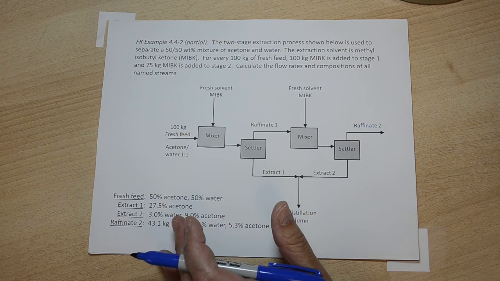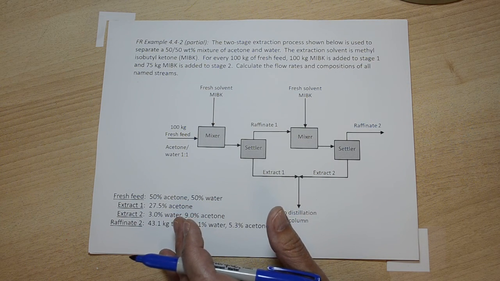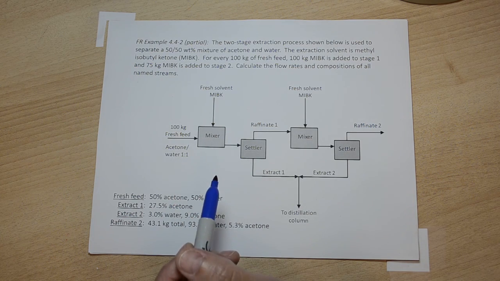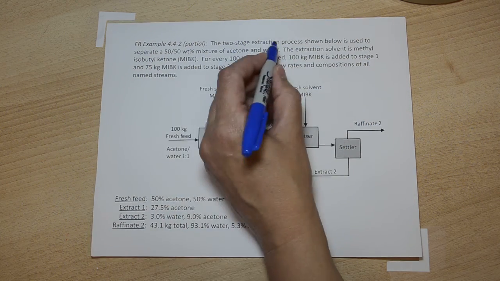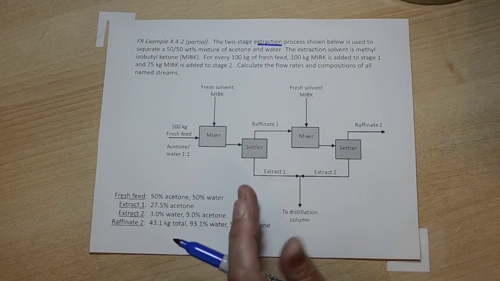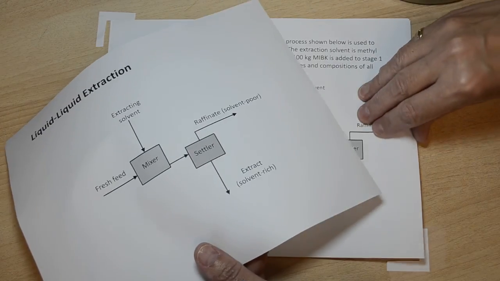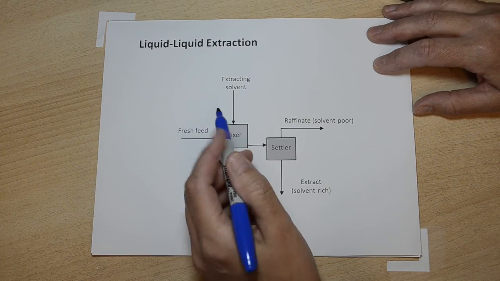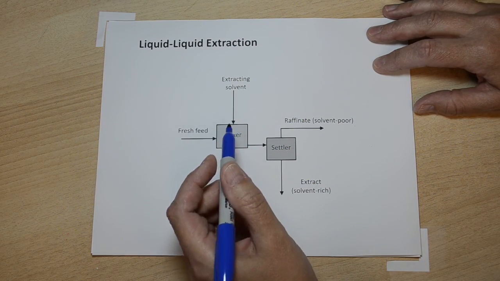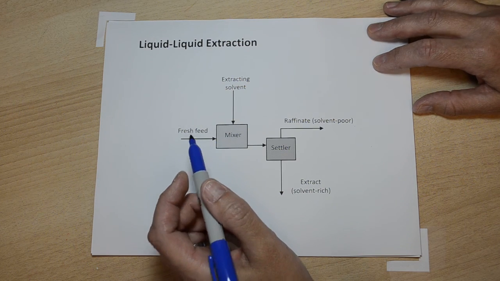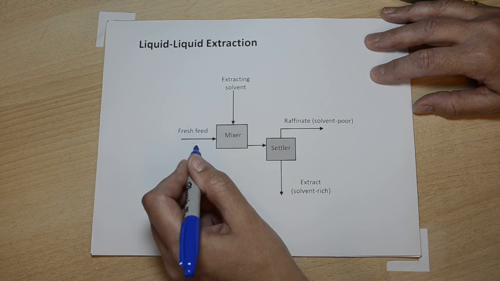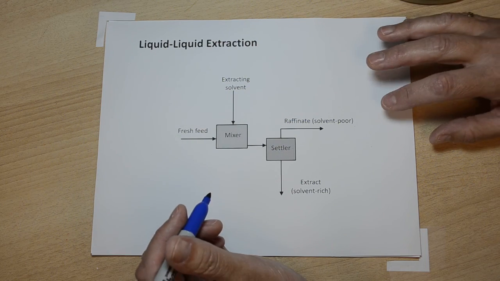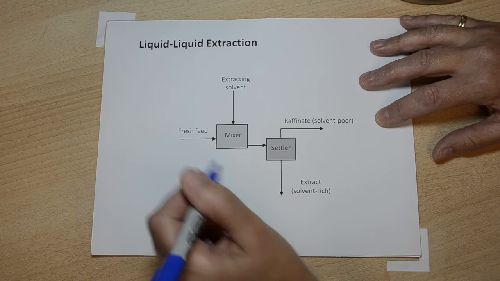Before we begin to tackle this problem, let's talk a little bit about what it is so that we can sort out what's in every stream. This is an extraction. So let's talk about liquid-liquid extraction. Liquid-liquid extraction is a chemical process unit that takes a mixture of liquid feeds and uses an extracting solvent to separate the materials that are in the feed.